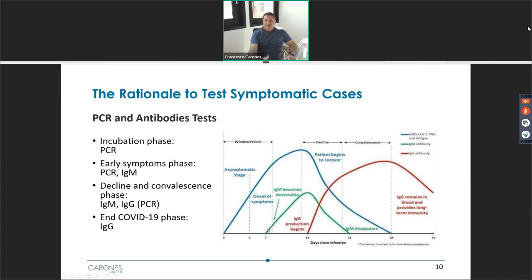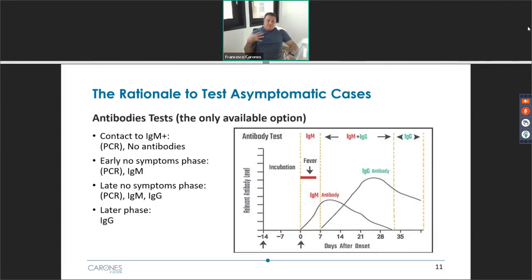Once the virus starts affecting the subject and the patient develops symptoms, you can test IgM in the first phase and then IgG during the phase of declining of the sickness and during the convalescence period. So the idea, with those huge numbers of asymptomatic cases that we have in northern Italy, is to make sure they don't show up to our practices with no symptoms, but with a contagion.